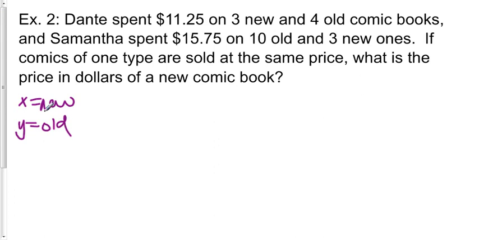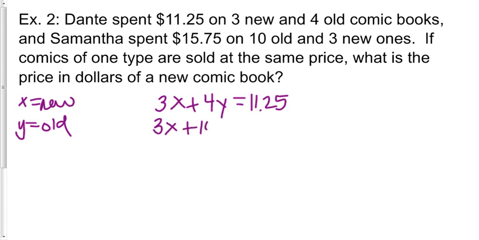So let's write our equation for Dante. If we read back at the very beginning here, we know that he spent $11.25 on 3 new and 4 old. So that means 3 times x plus 4 times y has to be $11.25. Then we know that Samantha spent $15.75 on 3 new ones, so that's 3 times x plus 10 old ones, that's 10 times y, and her total was $15.75.